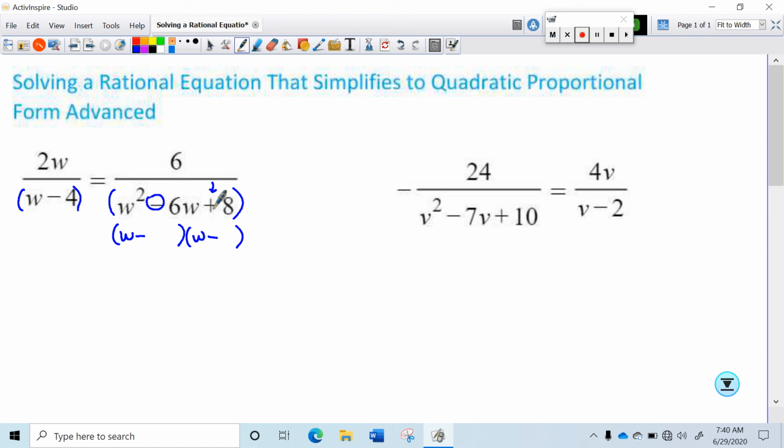The factors of 8 that when I add them equals 6 are 4 times 2. Because 4 plus 2 is 6. 4 times 2 is 8. You always have to do the biggest one first.